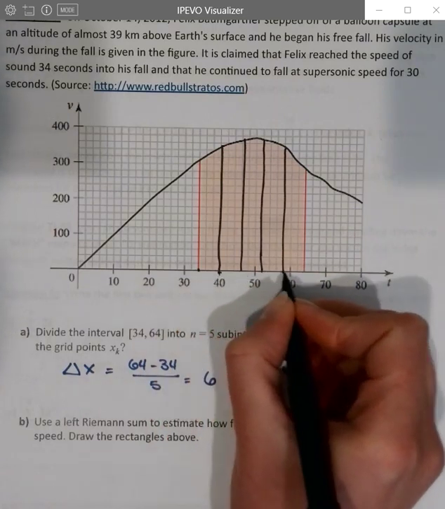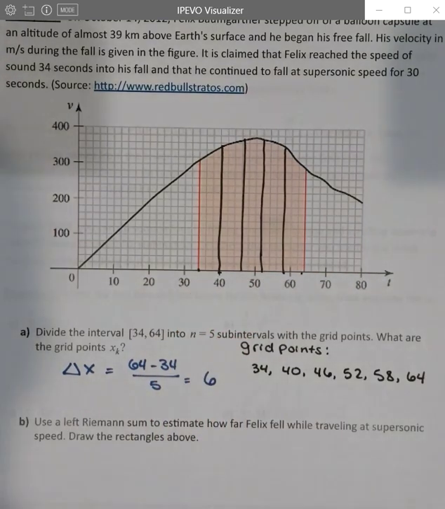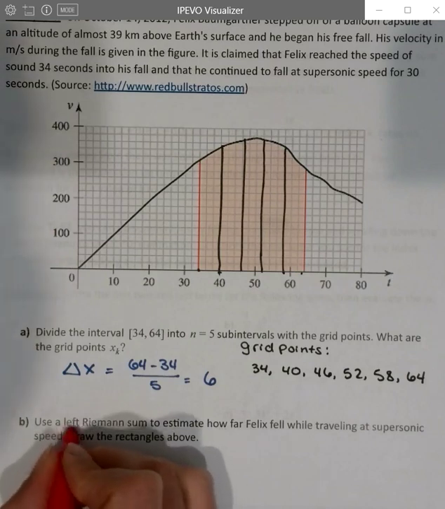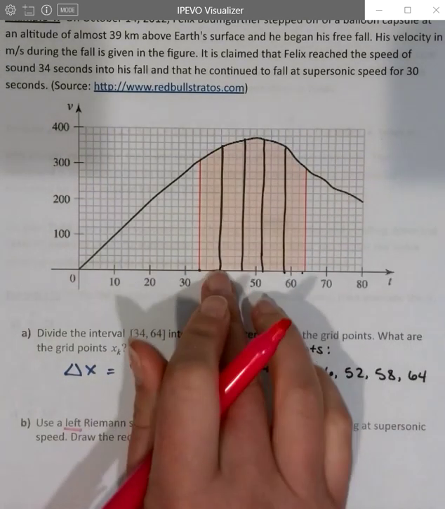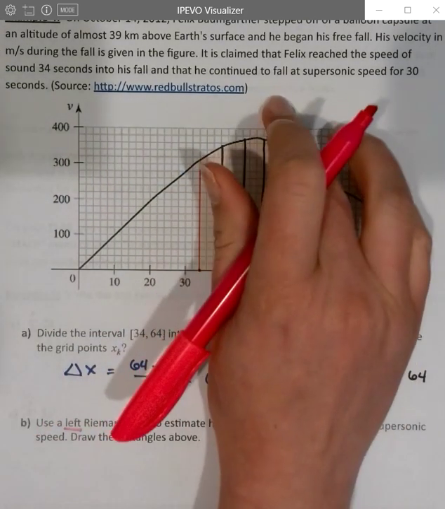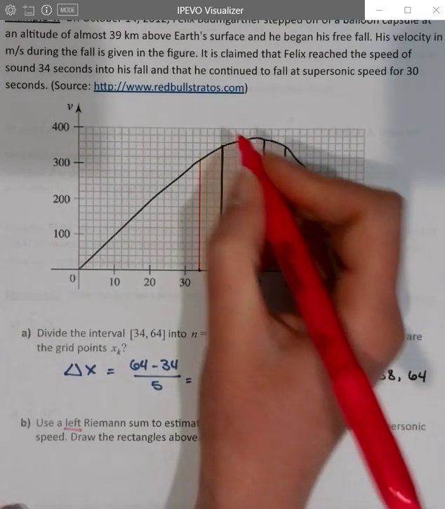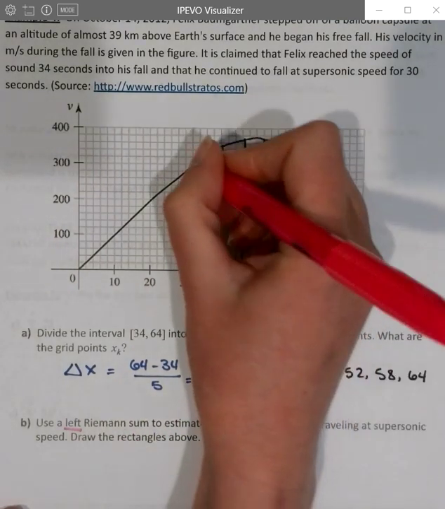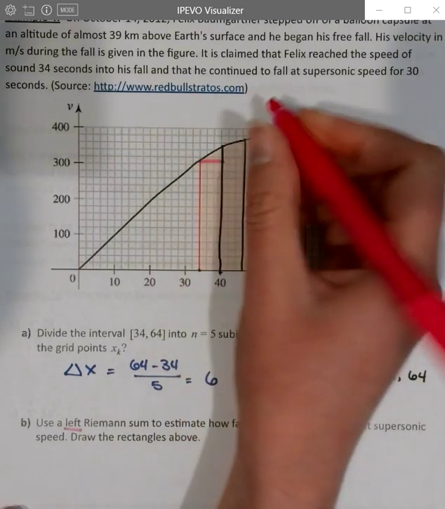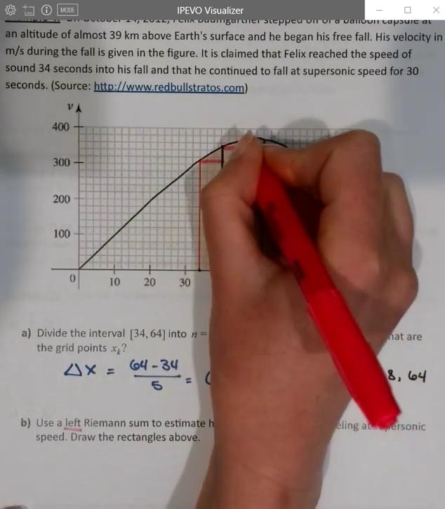And so we want to use a left Riemann sum first of all to figure out how far he fell at supersonic speed. So I want to draw the rectangles for the left. So I've drawn the lines up for the grid points, but that's not the same as the rectangles. So if it's going to be a left Riemann sum, the top of the rectangle needs to connect with the left endpoint.